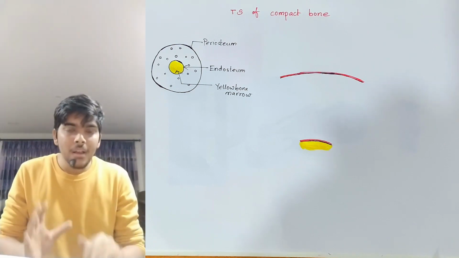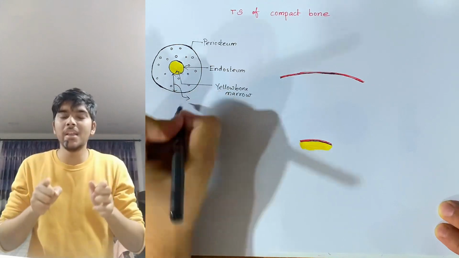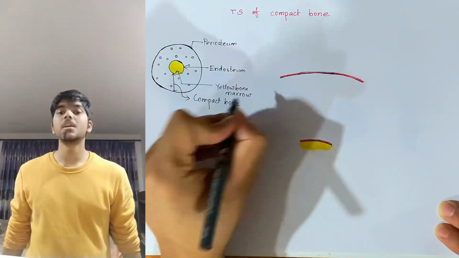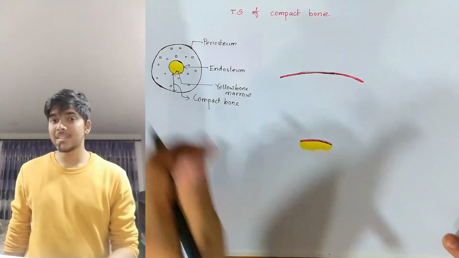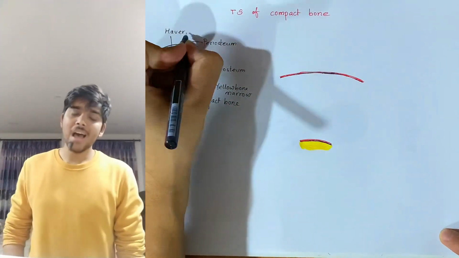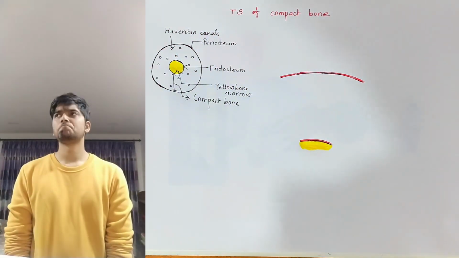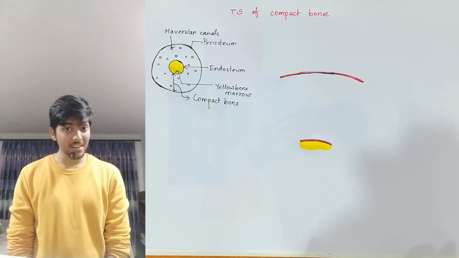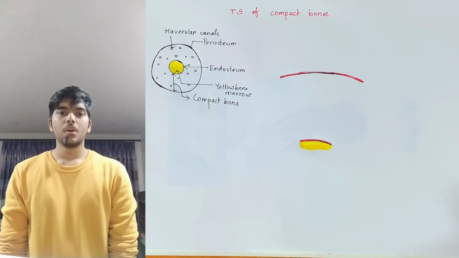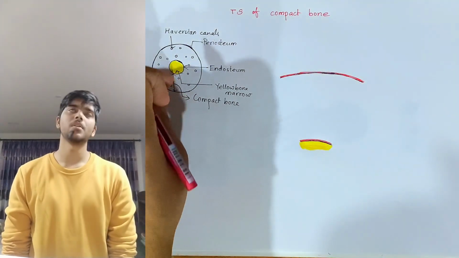In between periosteum, which is the outer layer, and endosteum, which is the inner layer, there's your compact bone. This is what we're going to see today. So compact bone consists of vertical canals named haversian canals. These haversian canals help to supply blood vessels and nerves to bone cells. And then there are horizontal canals that connect these vertical canals, which are known as Volkmann canals. So compact bone is the region between endosteum and periosteum.